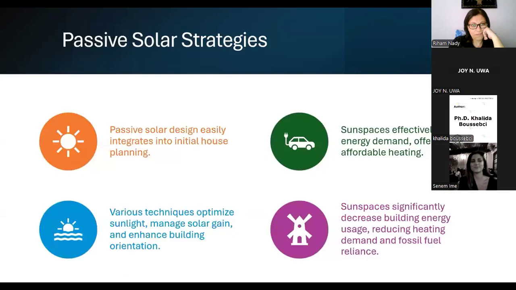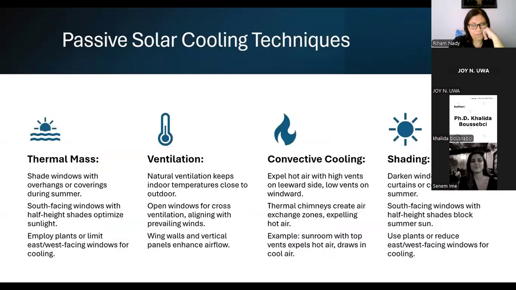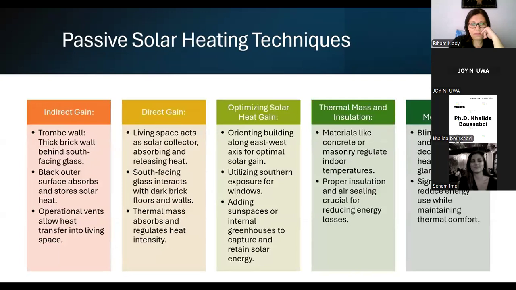There are various passive solar strategies for heating and cooling purposes, and they actually work for both scenarios. For passive solar cooling, we look at the thermal mass, the convective cooling, the shading, the ventilation. While for passive heating, we're talking about direct gain, indirect gain, thermal mass and insulation, and shading as well.